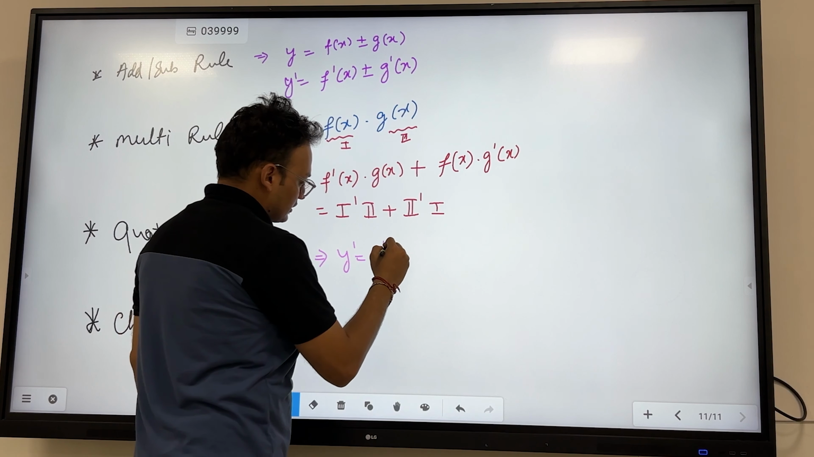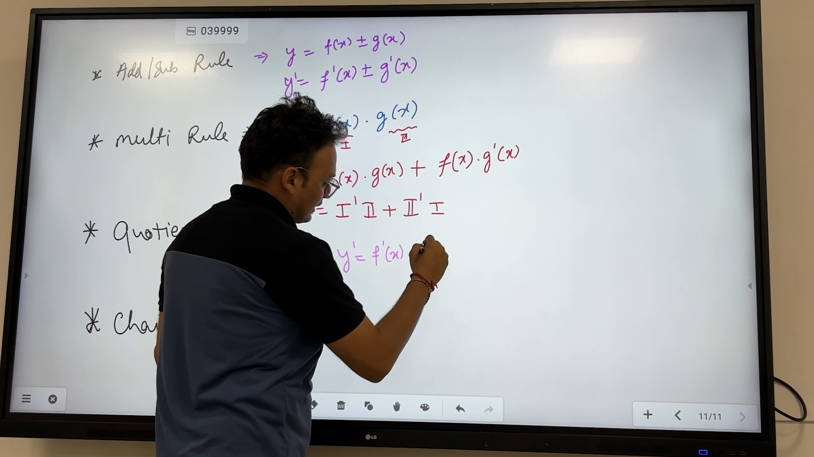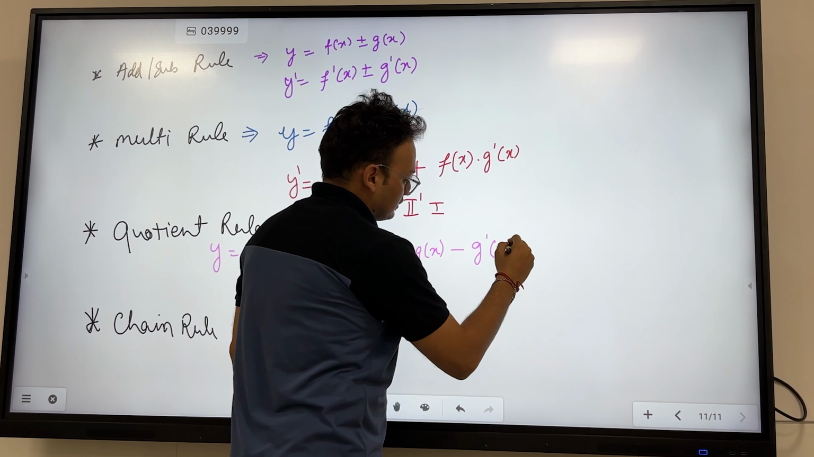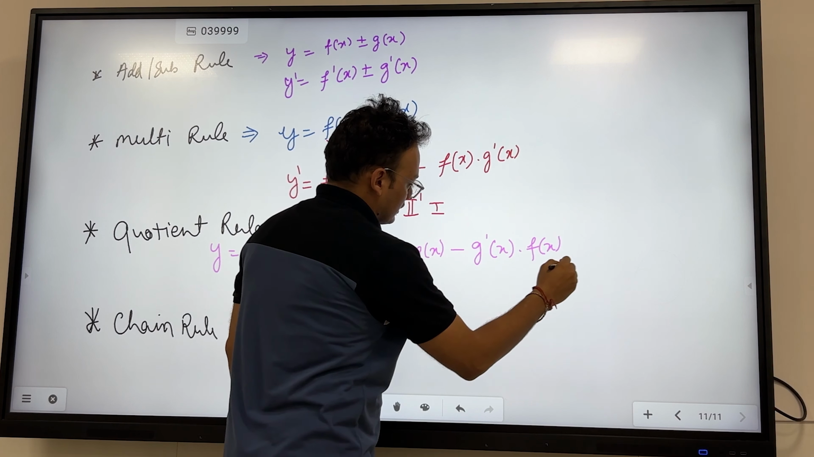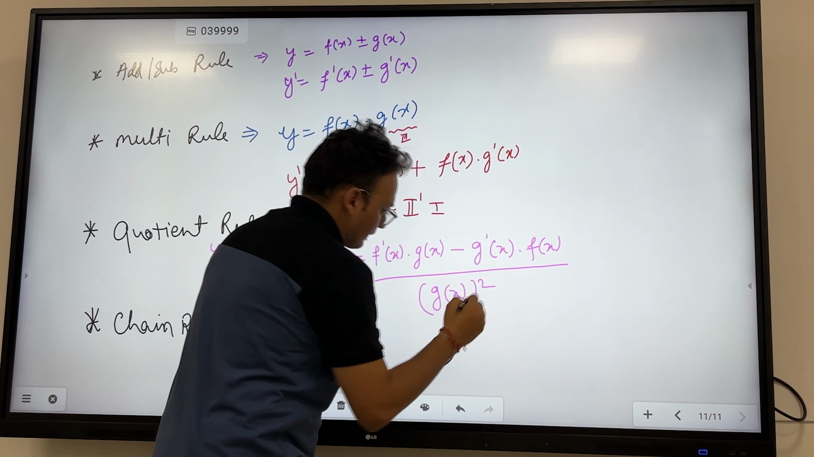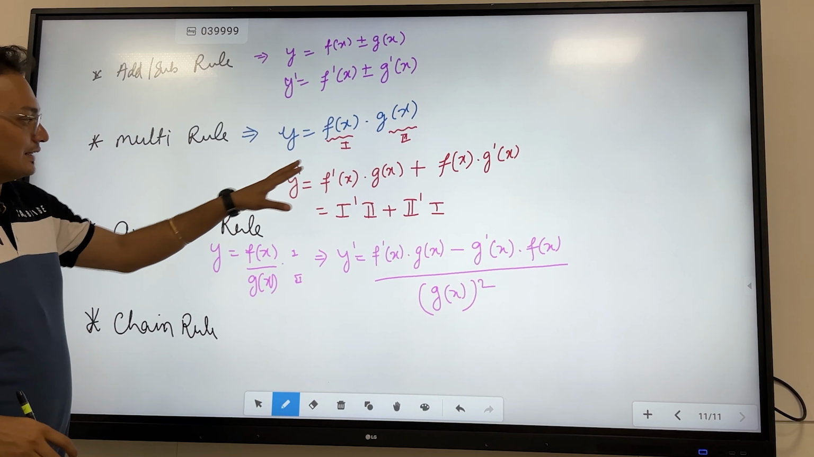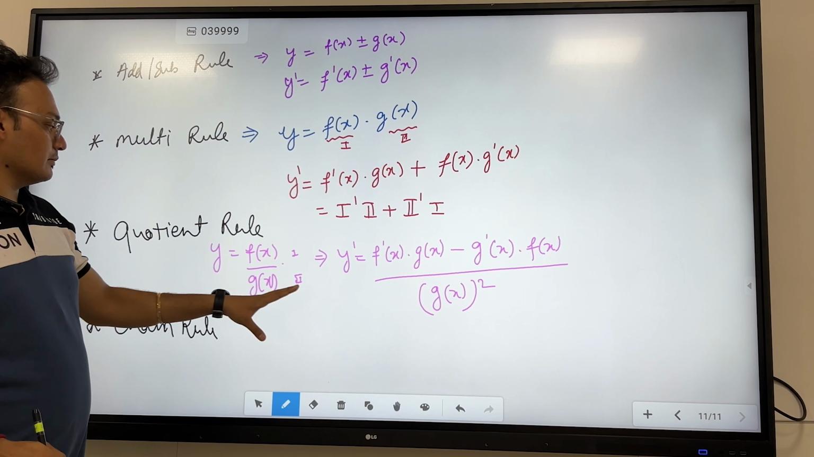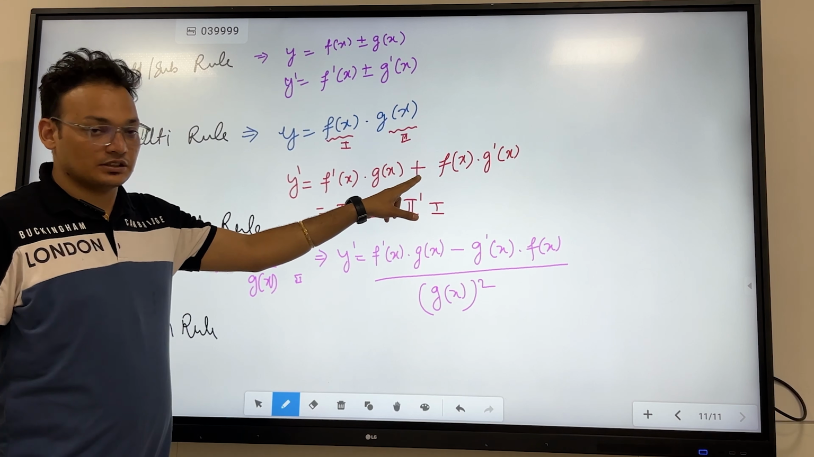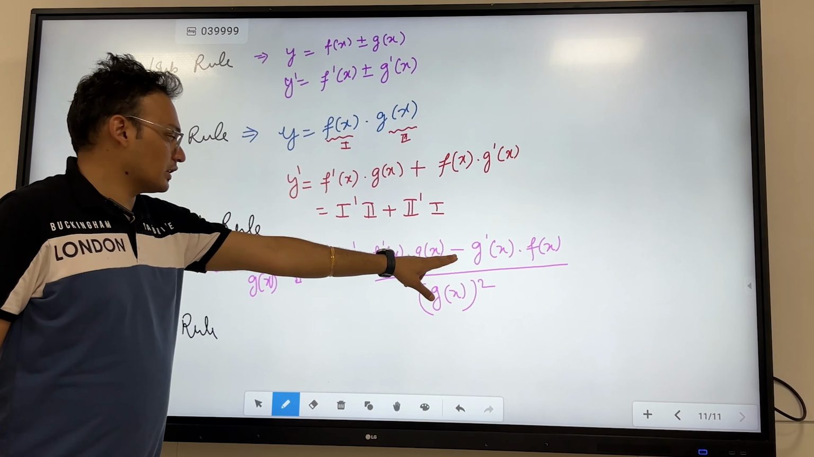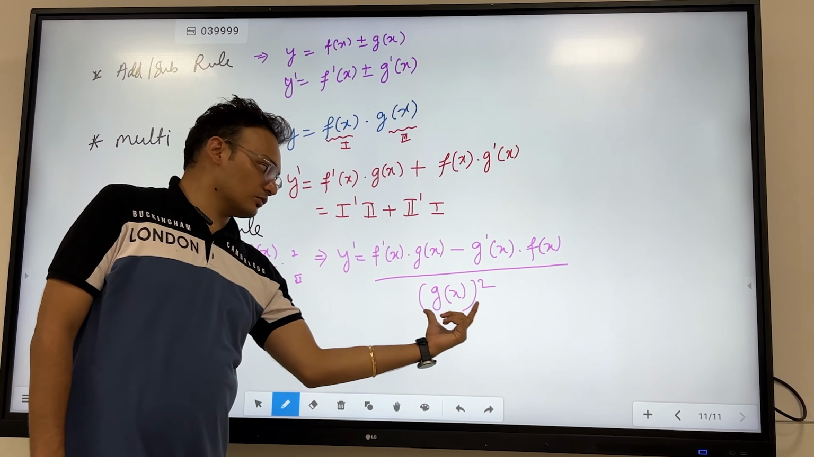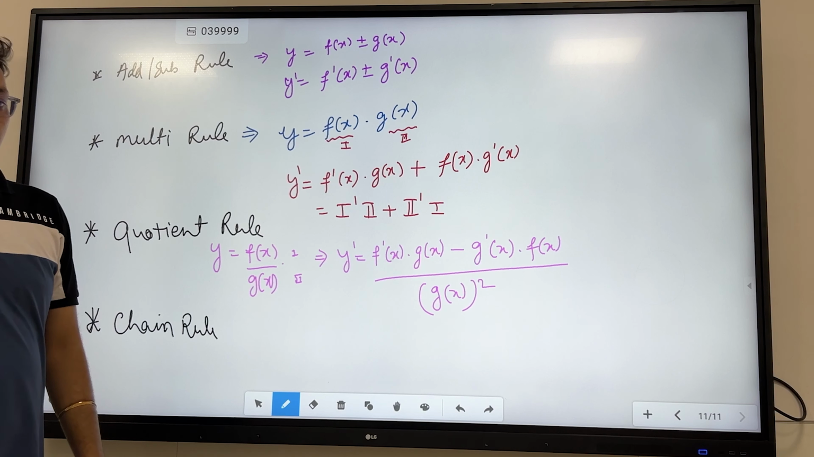So first function, differentiation of first function, second as it is, minus differentiation of second function, first as it is, divided by g(x) whole square, right? So again, both the rules are the same. The only difference is in the multiplication rule we have addition, in the quotient rule we have subtraction, and we have one more term which is denominator whole square, right?